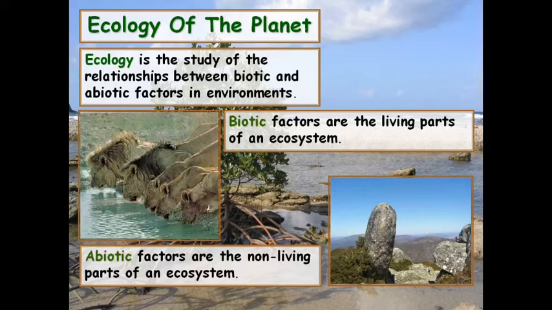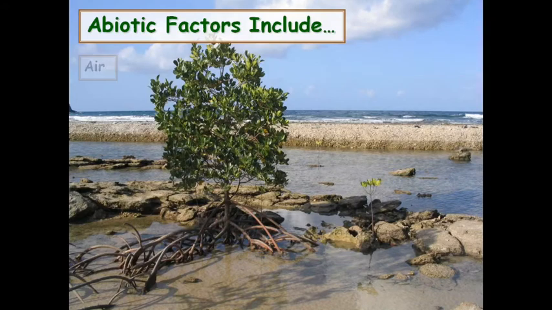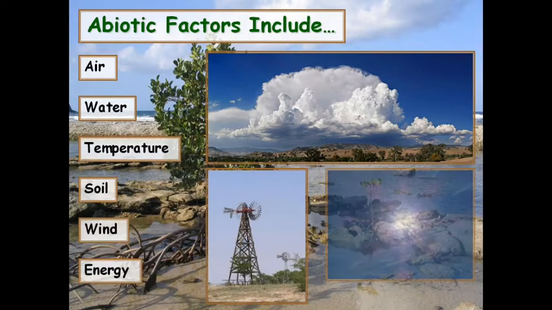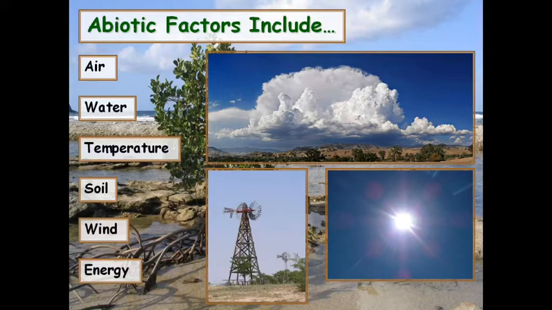Okay, let's keep going. So abiotic factors include, so these are the non-living things, the air, the water, the temperature, the soil, the wind, the energy, like the sun energy. Make sure you get each and every one of these things. So we said all these abiotic factors are the non-living things in our environment.